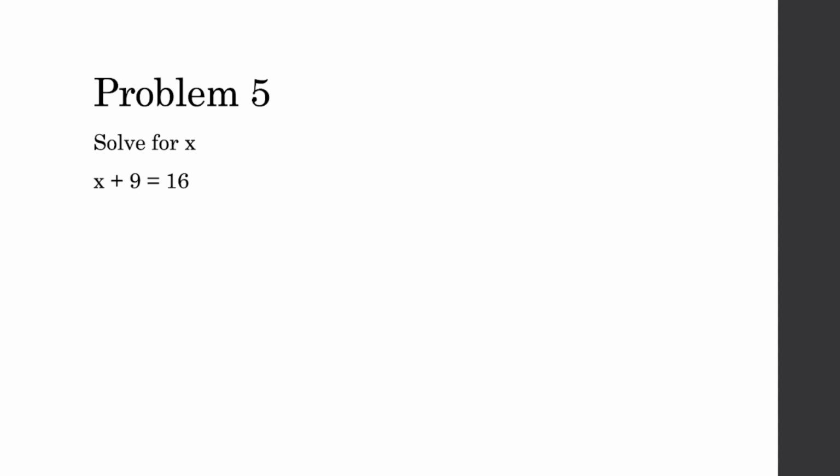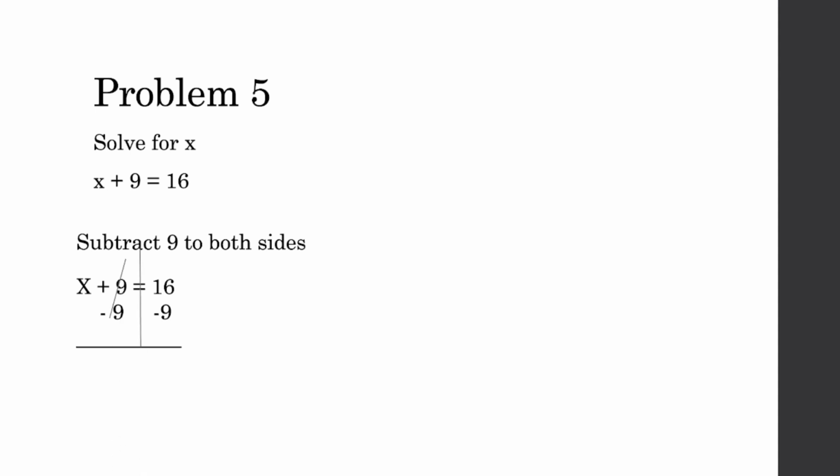Okay, hopefully you guys had plenty of time, so let's try to solve for x. So what we're going to do is subtract 9 to both sides, because the opposite of addition is subtraction. What happened here is that the 9's cancel out from the left side. So you're going to get x equals 7.